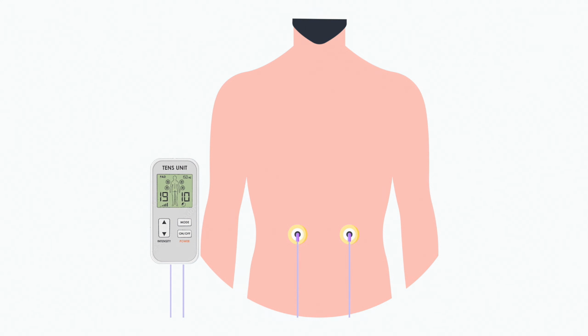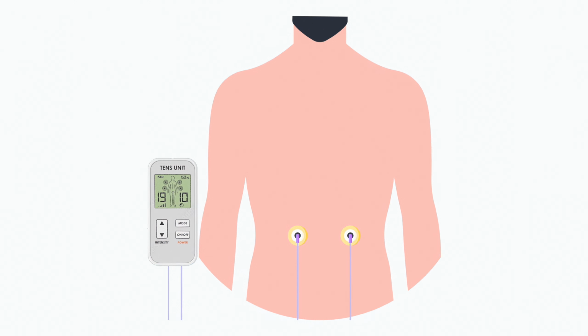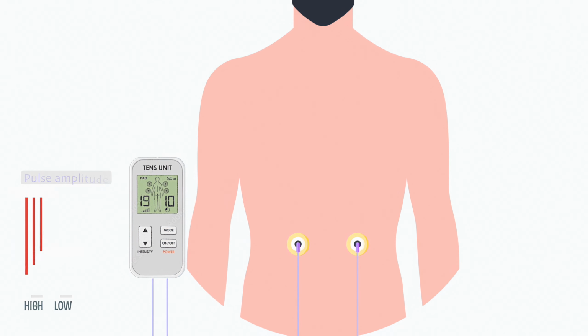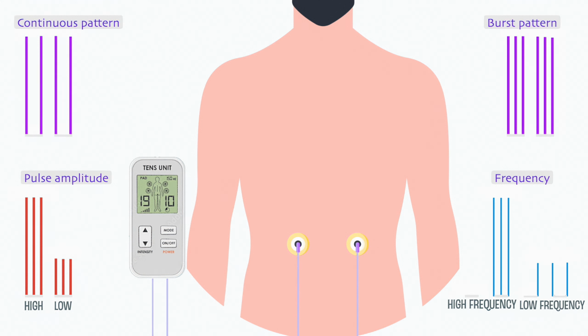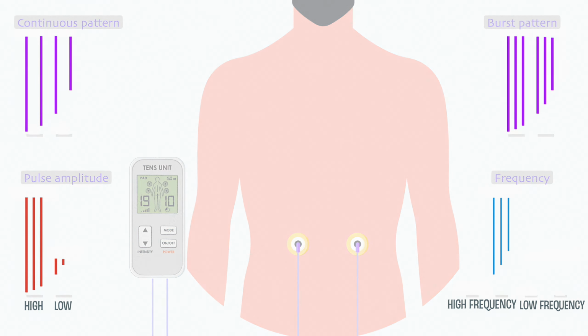During TENS, pulsed electrical currents are delivered across the intact surface of the skin to activate underlying nerves. Users can adjust the pulse amplitude, the frequency, its width or duration, and the pattern of the currents to get the desired effect. We'll go through these parameters with some of our demo units in our practical class.